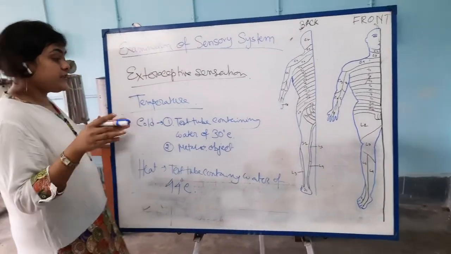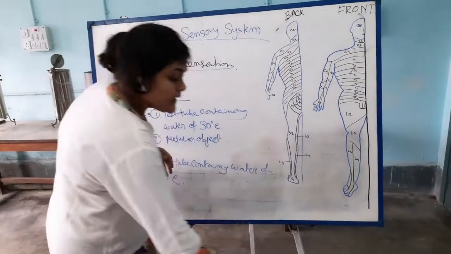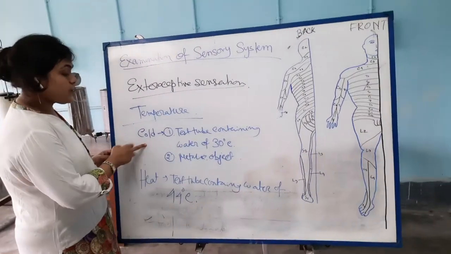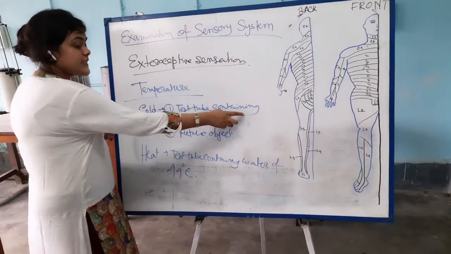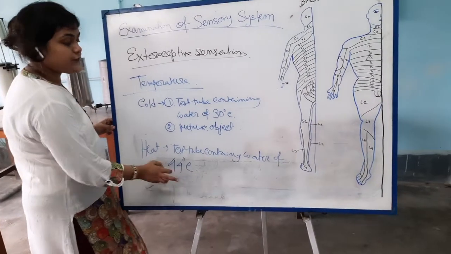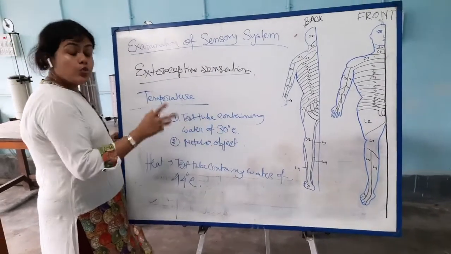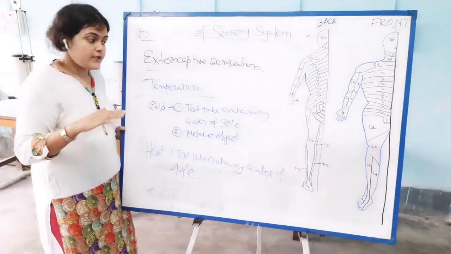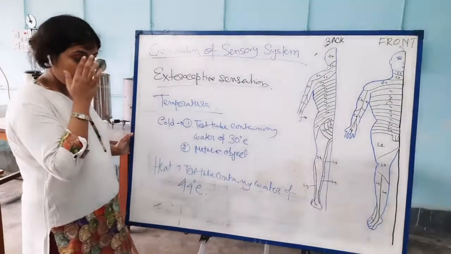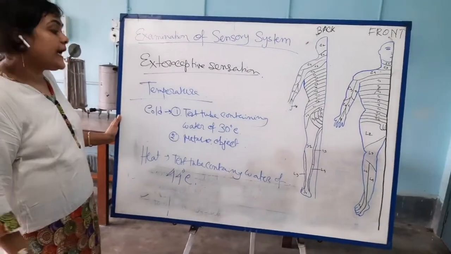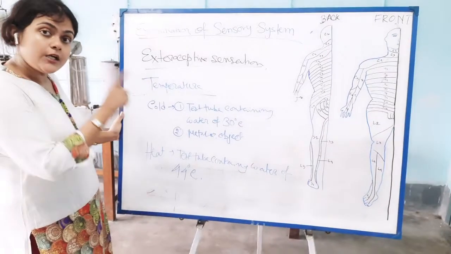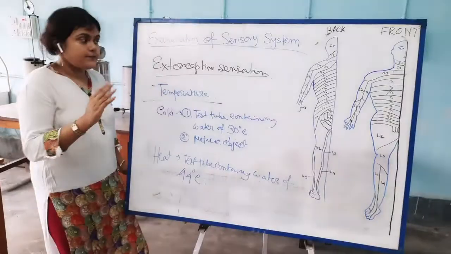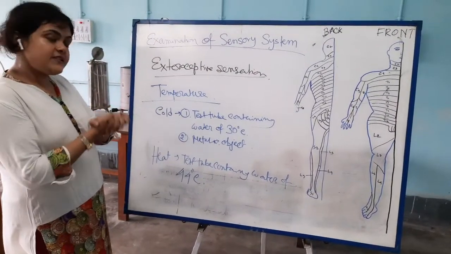Now all the other procedure, initial steps, instructions, everything is very similar to that of testing pain. In case of cold sensation, we should use a test tube containing water of 30 degrees centigrade and for heat, 44 degrees centigrade. Water that is too cold or too hot we can't use, because that can stimulate our pain fibers. So we have to use 30 and 44 degrees centigrade water, and maintain that temperature throughout the procedure. Okay, so that is our examination of exteroceptive sensation: pain, touch and temperature.